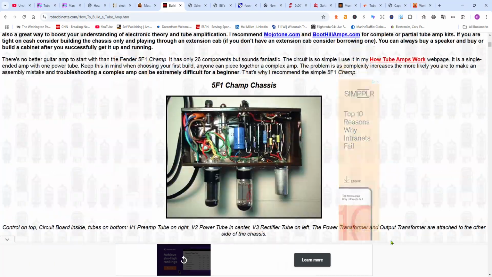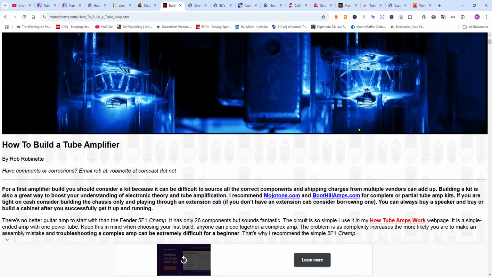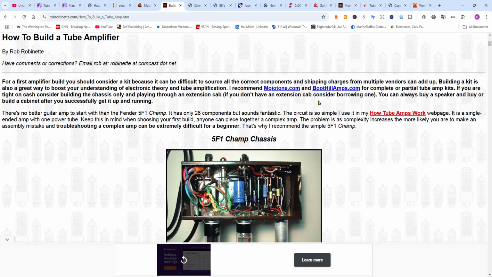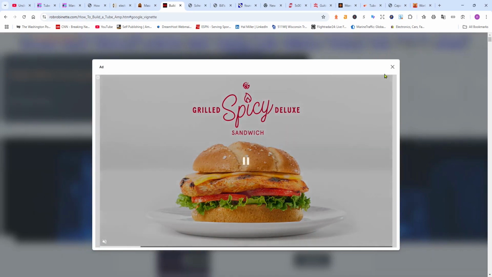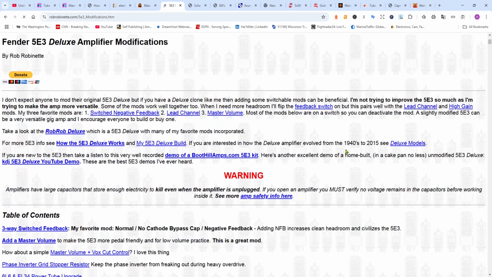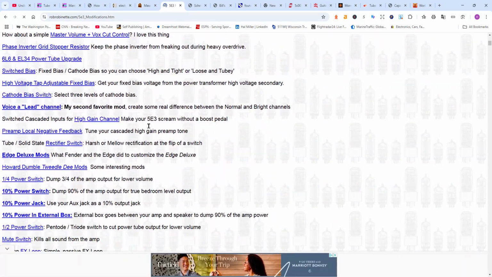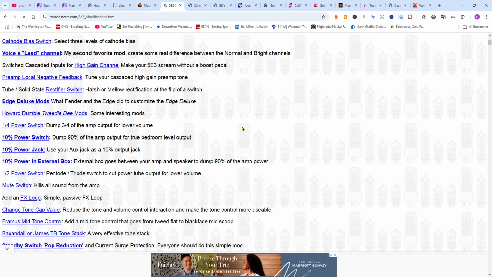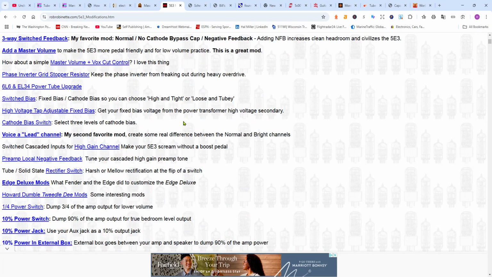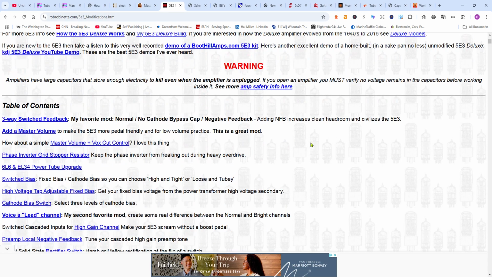Anyway, I can't say enough about people like Rob Robinette. There's some 5E3 mods. There's a whole list of them. Everybody should build a 5E3 at some point if you want to build. So thanks to Rob for keeping all this and just adding to it all the time.